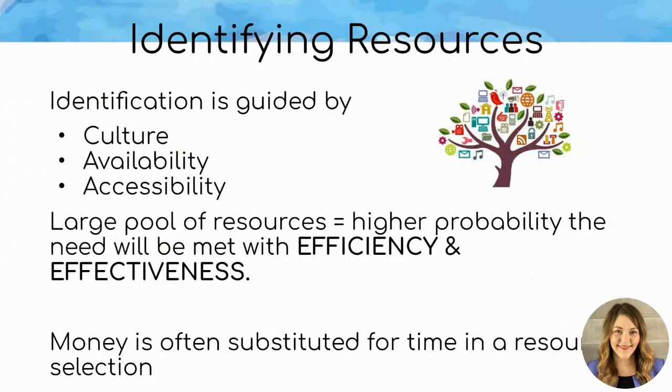So how do we figure out and identify resources? Identification is guided by culture, availability, and accessibility. So availability, meaning the ability to be used as needed. Accessibility, the ability to obtain something when it's needed. So there are some examples on page 6, but when we kind of dig a little bit more into this, if there is a large pool of resources, there is a higher probability the need will be met with efficiency and effectiveness. So what do I mean by efficiency? Really looking at and meaning that being or involving this immediate need, like it's there, it's being met.